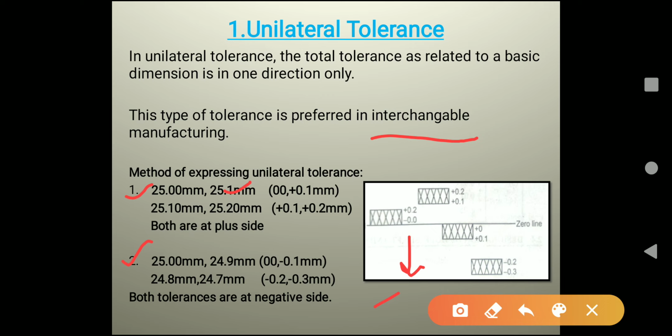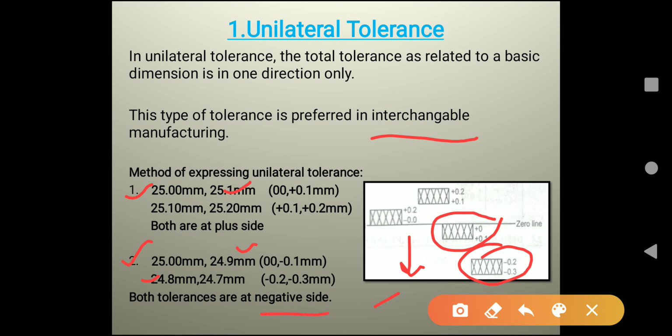Here, 25.00 mm, 24.9 mm. So this is 0 and minus 1 mm at one side, and the second example, 24.8 mm and 24.7 mm, having tolerance minus 0.2 mm and minus 0.3 mm. So both tolerances are on the negative side. So this is the type of a unilateral system.